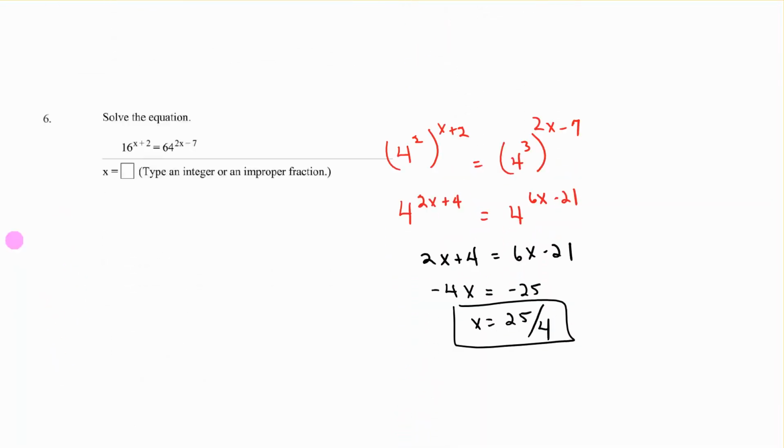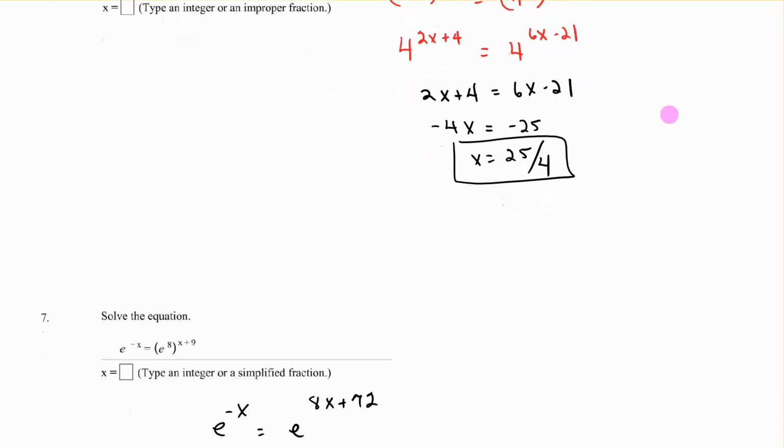16 to the x plus 2 equals 64 to the 2x minus 7. Each of those can be written as a power of 4. 4 squared is 16, 4 cubed is 64. Then we multiply the powers, so we have 2x plus 4 and 6x minus 21. Set those equal. X has to be 25 over 4.